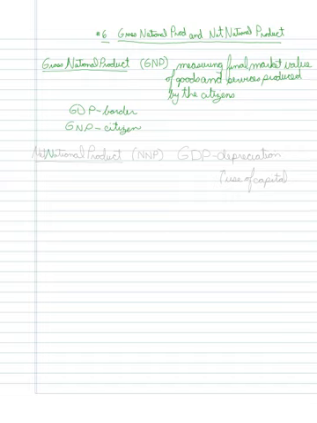The other notion here is the net national product, the NNP, which is actually just GDP minus depreciation. Depreciation is our term that we use for how our capital is being used.